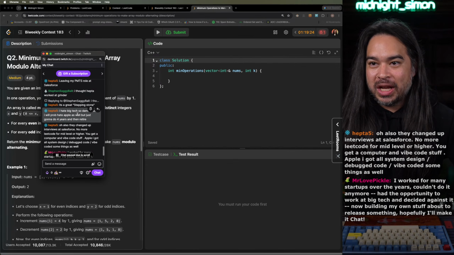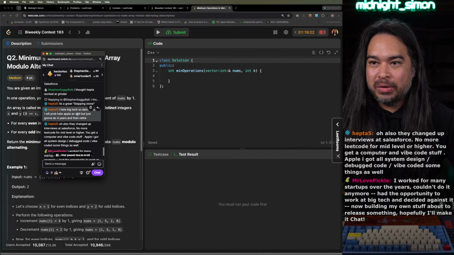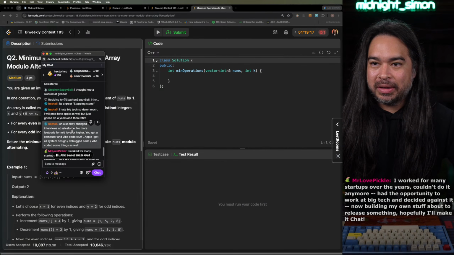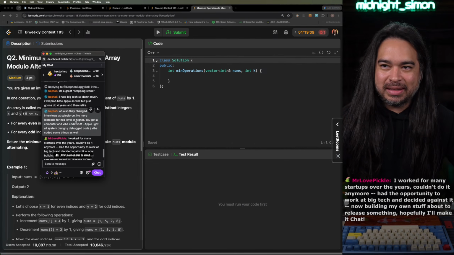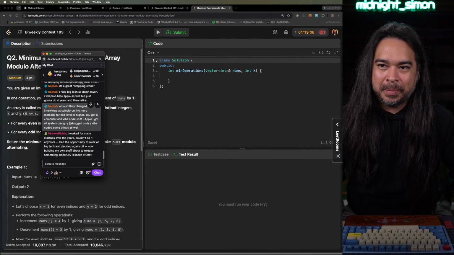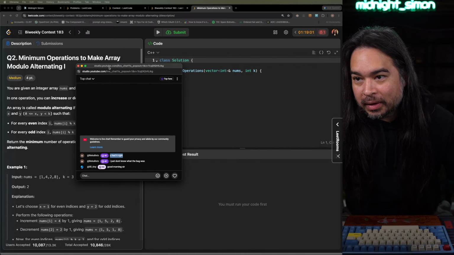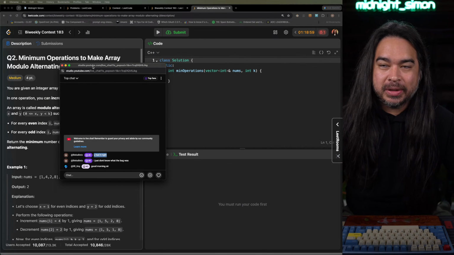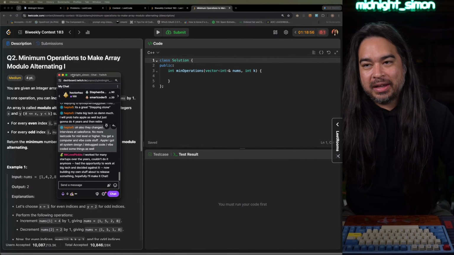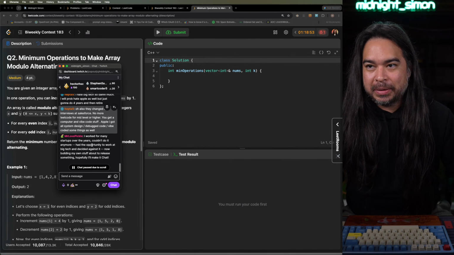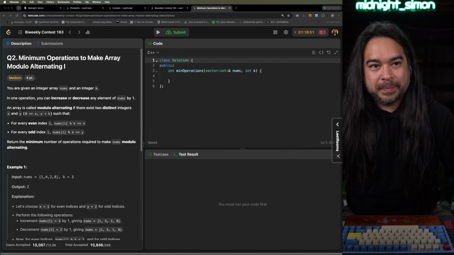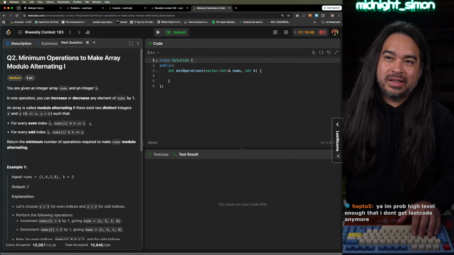Oh, also they changed up interviews at Salesforce. No more LeetCode for mid-level or higher. You just get a computer and vibe code stuff. Apple, I got all system design and debugged code, vibe coded some things as well. Does Apple ask LeetCode? Probably not that high up, huh? Little Tiny, welcome to the party. Thanks. So Salesforce only asks LeetCode for entry level now. Interesting. All right, here we go.